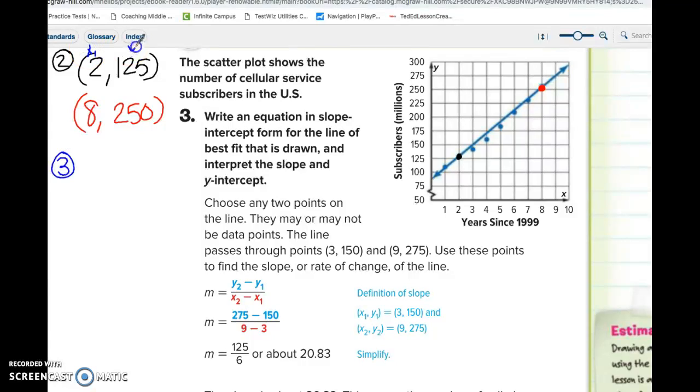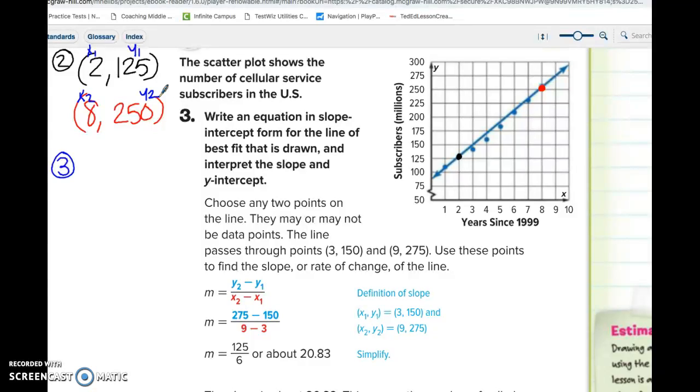And this is y, and this is x2, and this is y. Okay, so x1, y1, x2, y2. So now I sub it in for m equals y2 minus y1 over x2 minus x1.